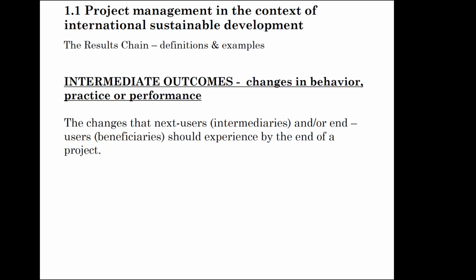We can have different types of outcomes depending on whether they have a more medium-term nature or a more short-term nature. Examples of intermediate outcomes could be, for example, the increased productivity of rice farmers in a river basin in central Vietnam. So the end users, the beneficiaries of this intermediate outcome, will be directly the farmers themselves.